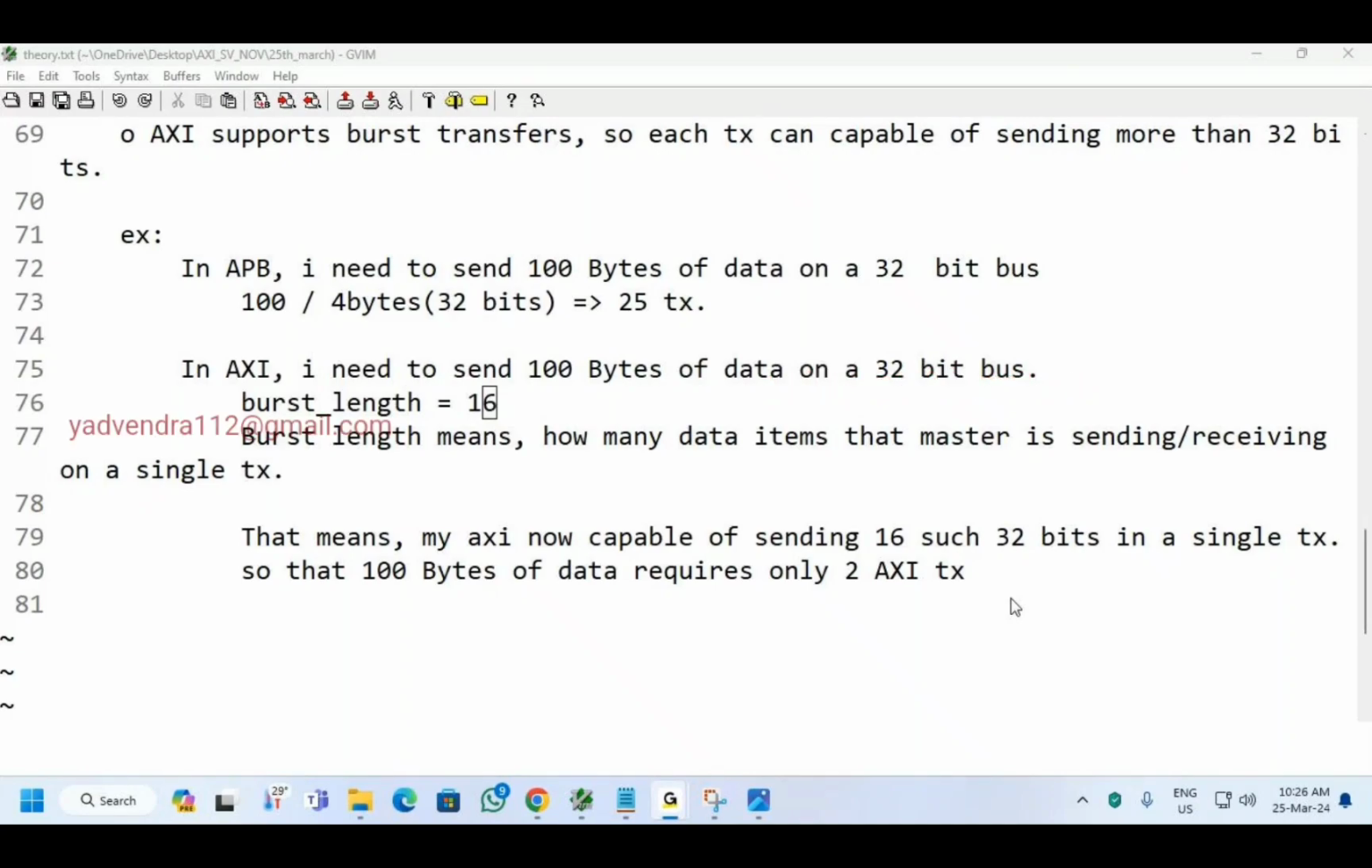Did you get this, Jyoti? Yeah. Any other doubts, guys? As we are not going into the signals list, so let's not.